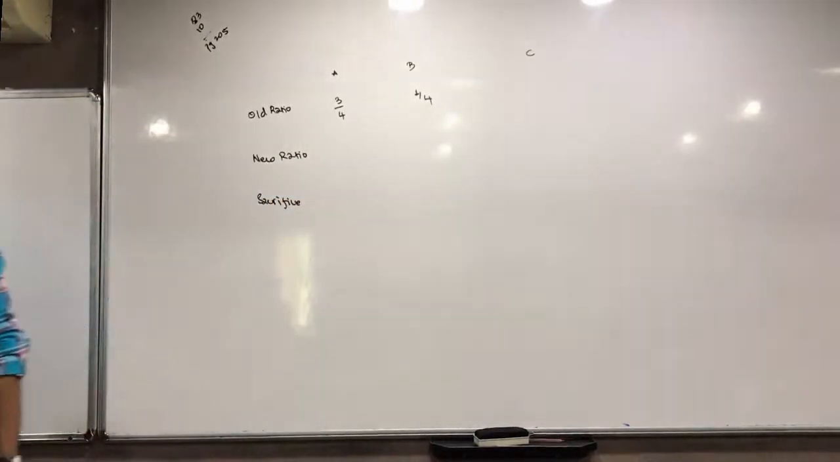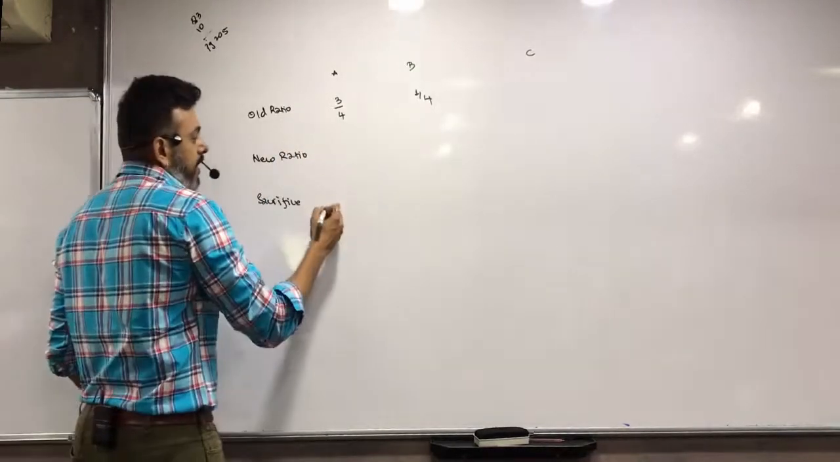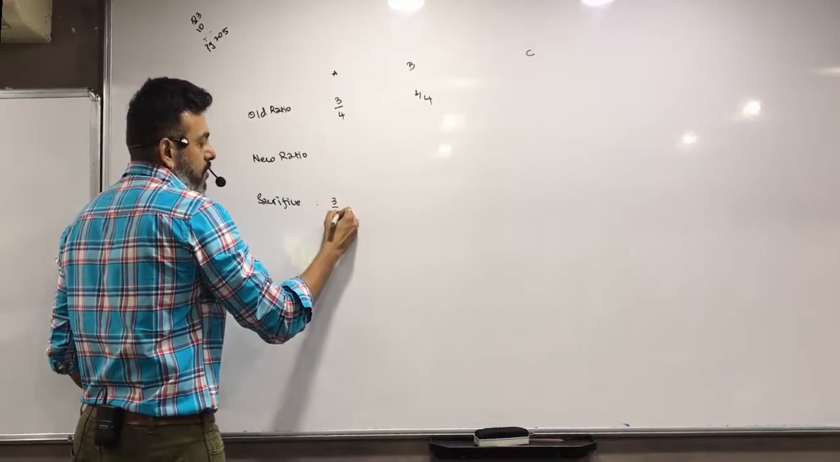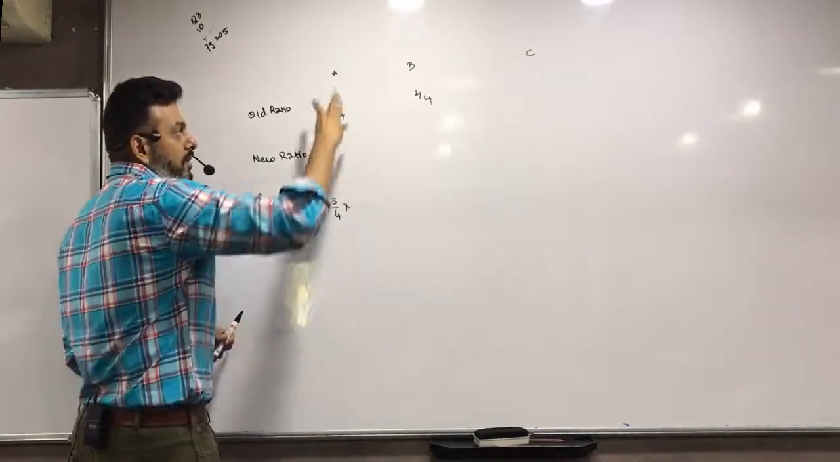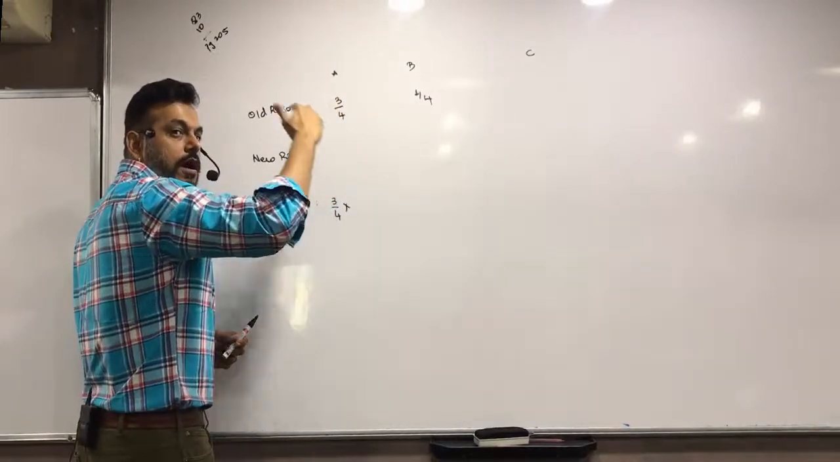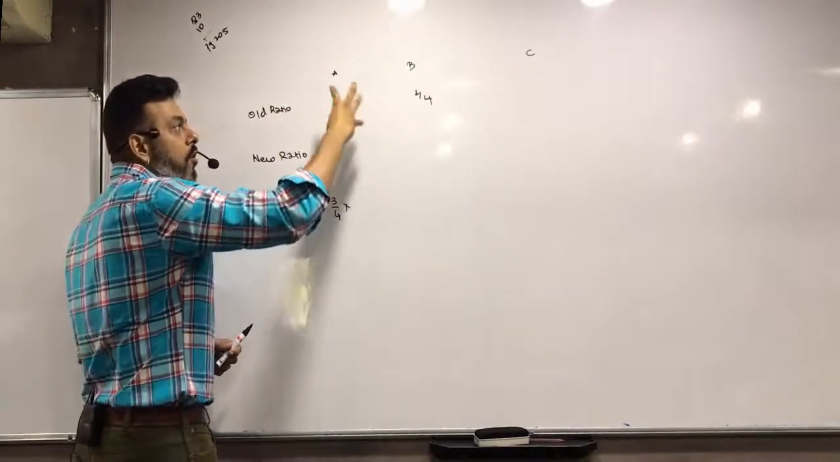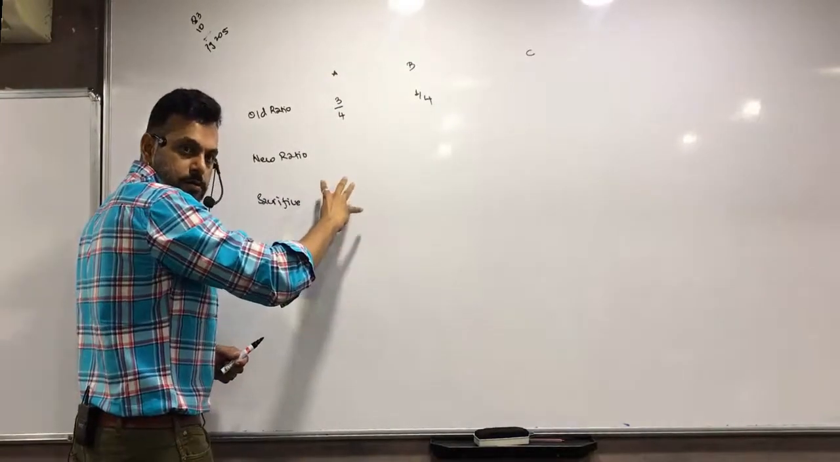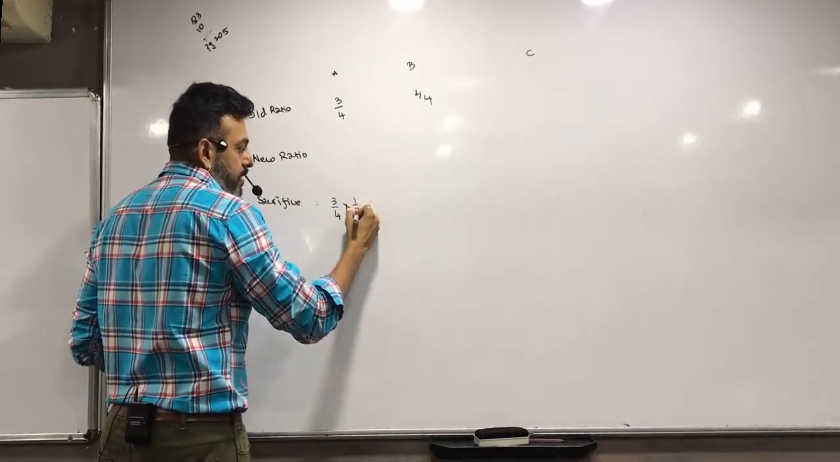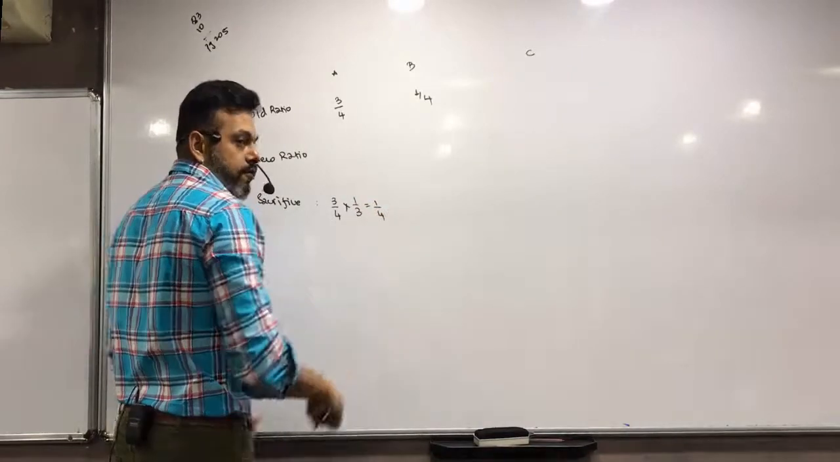Now C gets how much? It's not given. Sacrifice of A is 1/3 of his share. So whatever he gets, 1/3 of what A gets. So what does A get? 3 by 4 into 1 by 3, which is 1 by 4.